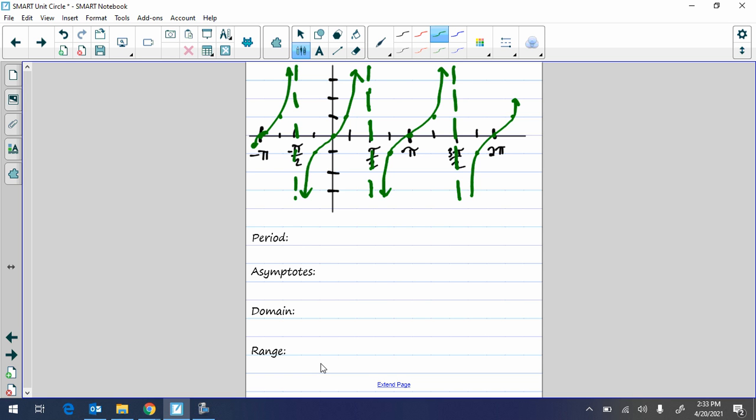So to get full credit, you need to have an attempt at what is the period. How do you tell me what the asymptotes are? That's the dashed lines I drew. What is the domain? Notice it is not all real numbers. And what is the range? It's going to take some thought about how to phrase that. So do your best, and then we'll chat about it tomorrow.